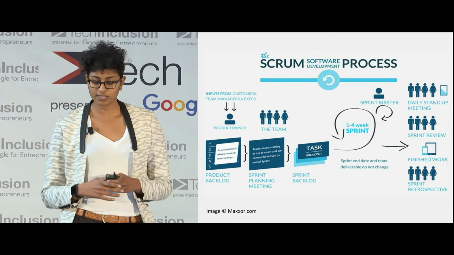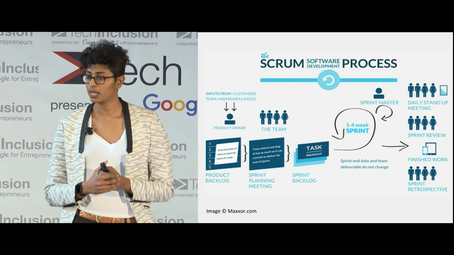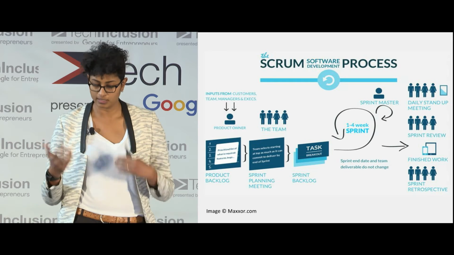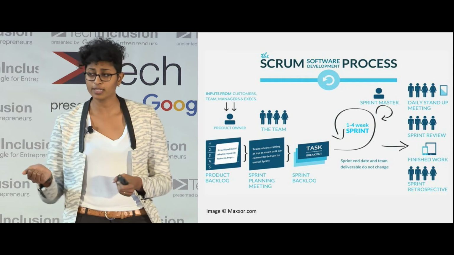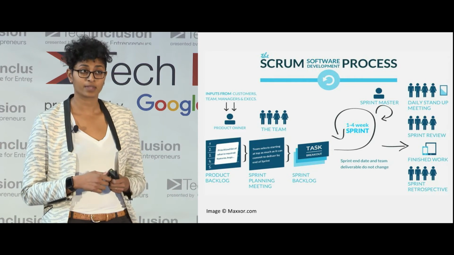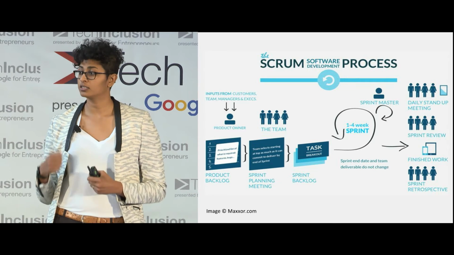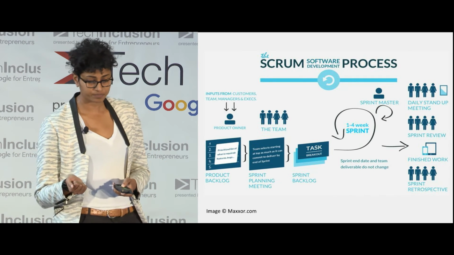At the end of a sprint, they have something called a sprint review, where they talk about how the work went and what needs to be done. And they also have something called a retrospective, where they talk about the how. So they talk about what they could have done better to work more effectively as a team.